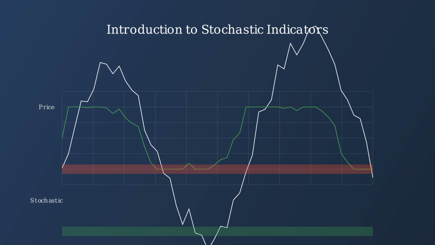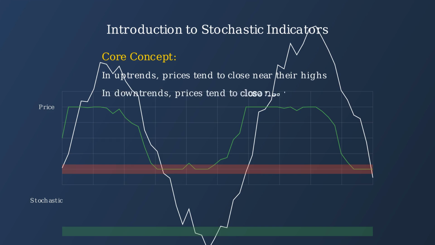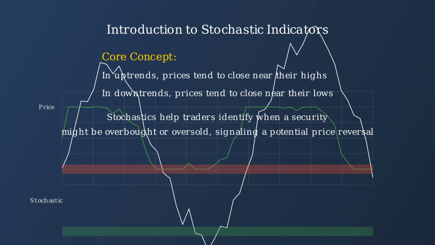The core concept behind stochastic indicators is that in uptrends, prices tend to close near their highs, while in downtrends, they close near their lows. Stochastics help traders determine when a security might be overbought or oversold, potentially signaling a price reversal.